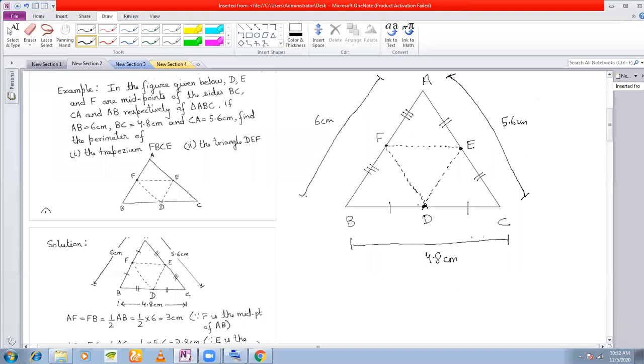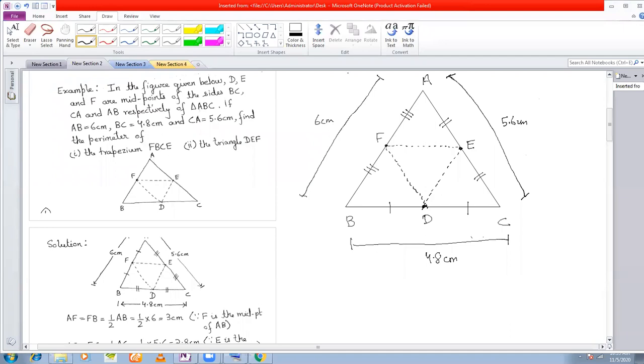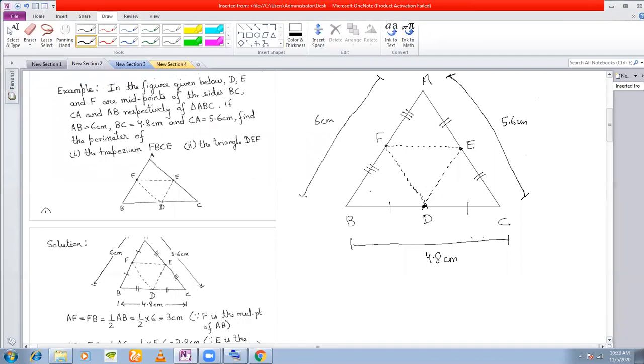5.6 centimeters. All these lengths are given. Find the perimeter of the trapezium FBCE. Which one is the trapezium FBCE? This trapezium. You need to find out the perimeter of this trapezium. So how will you find out? Certain observations you should make first of all. F is the midpoint and the length of AB is given, so clearly this is 3 centimeters and this is 3 centimeters. Right or wrong?